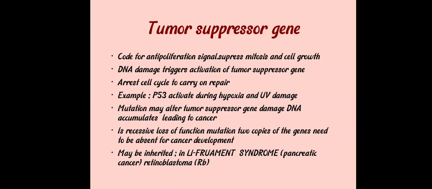So the DNA damage accumulates, leading to cancer. If there is a certain mutation in the germline of a tumor suppressor gene, it may be carried to offspring also, like p53 and retinoblastoma. These are tumor suppressor genes. They may be inherited, like Li-Fraumeni syndrome, and pancreas cancer. Tumor suppressor genes are found to be inherited, and it is a recessive loss of function mutation. Two copies of the gene must be lost for a person to actually develop cancer.